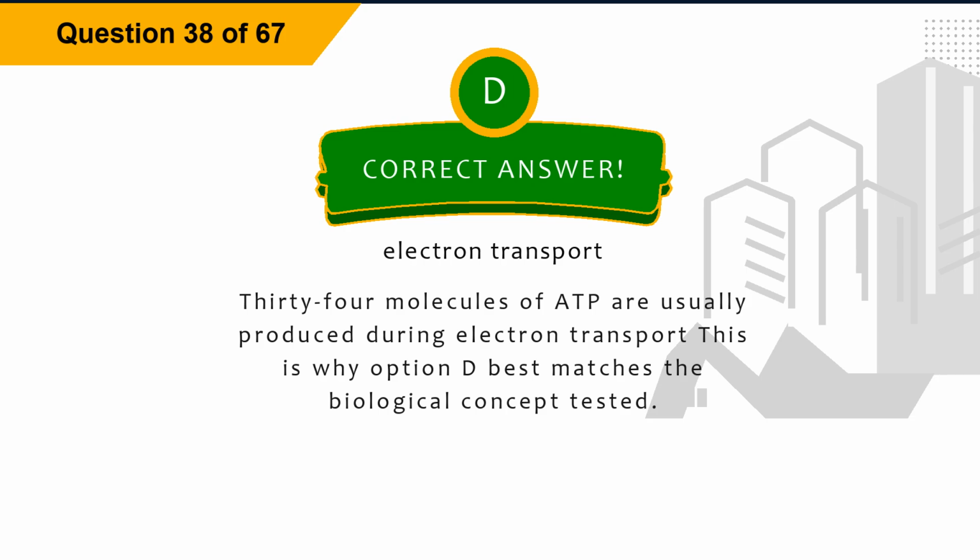34 molecules of ATP are usually produced during electron transport. This is why option D best matches the biological concept tested.